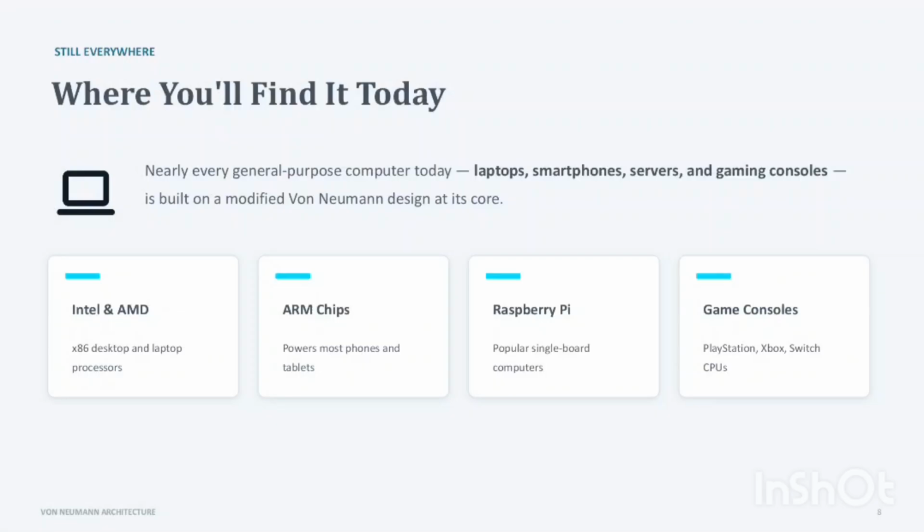So nowadays, von Neumann architecture is the most commonly found in general purpose computers, mostly by Intel and AMD companies. They use it, ARM chips too. So all these companies use this von Neumann architecture.